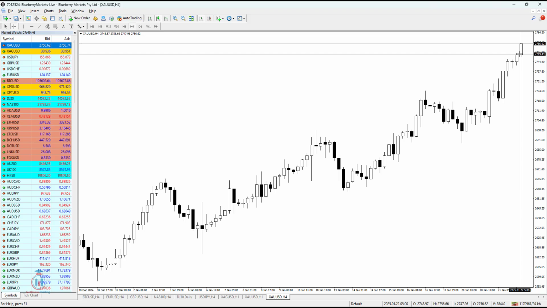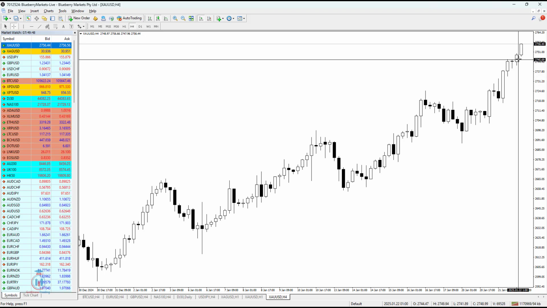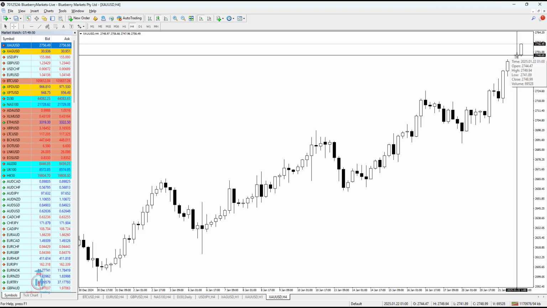Let's take for example this candle here. When I hover over this candlestick, it shows the time from 1 hour. And currently on my side, it is just a minute, 6:50.